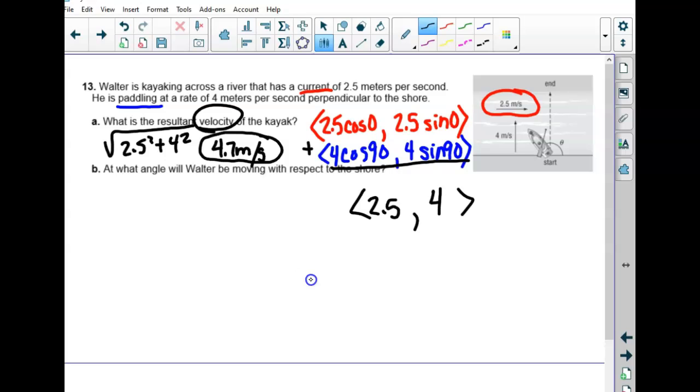But he's definitely not going to go straight across. So let's figure out what the angle would be. Inverse tangent of y over x. I got 58. Why is it not exactly 45? Because there's one force going across, one force going to the right. Yes, because he's pushing with more force than the current, right? So he's going a little further across than he is to the right. Okay.